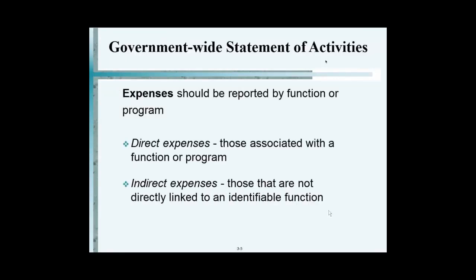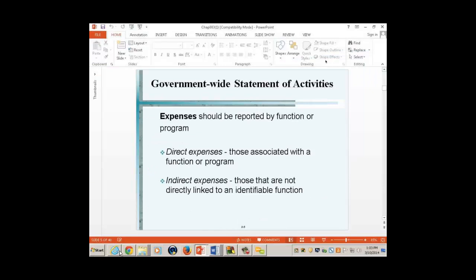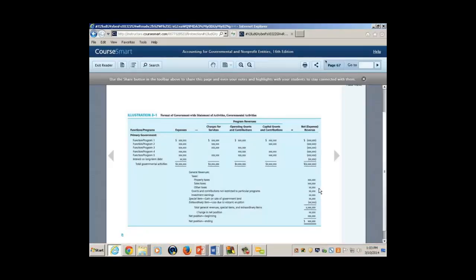Now, before we do that, let's just take a look at the statement itself. This is what it looks like. This is the statement of activities. Okay, right from the book. I want you to just take a minute and look at this statement. Okay. What's the format? Expenses minus revenues equal what? Net revenues or expense, right? Interesting format. It's flipped around, right? Okay. Then what do you see?